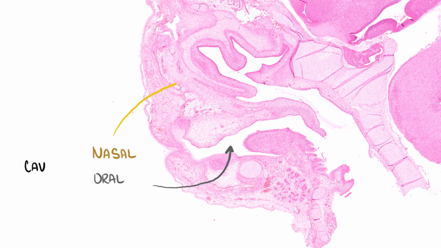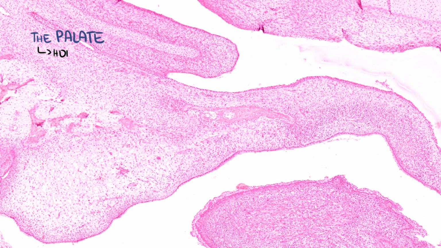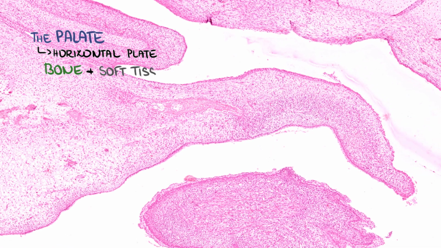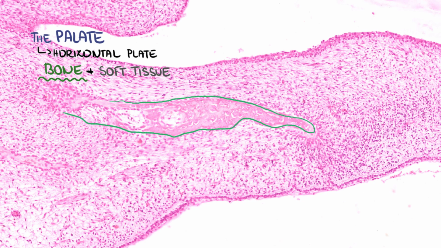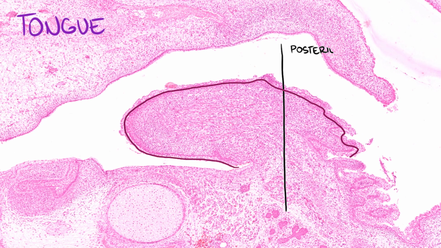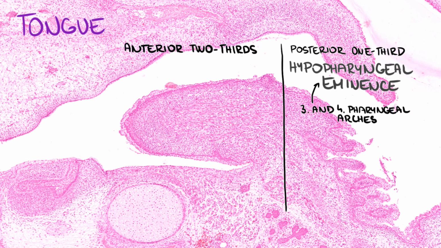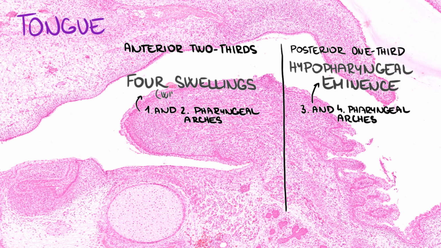In the slide, we can distinguish oral and nasal cavities, which are already divided by the palate. The palate is a horizontal plate made up of bone and soft tissues. We can see the formation of bone in our slide. There is a tongue visible inside the oral cavity. The posterior 1/3 of the tongue develops from the hypopharyngeal eminence, derived from 3rd and 4th pharyngeal arches. The anterior 2/3 develop from 1st and 2nd pharyngeal arches as 4 swellings, which fuse together.